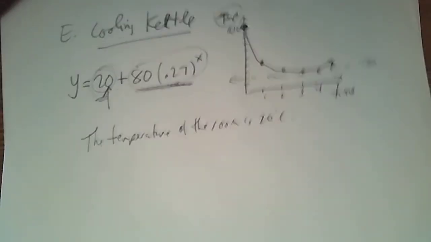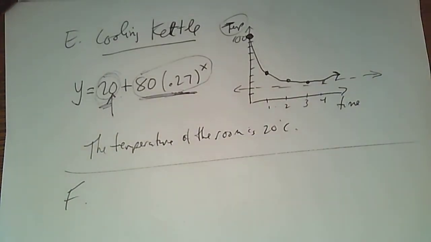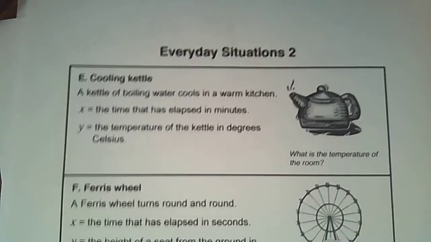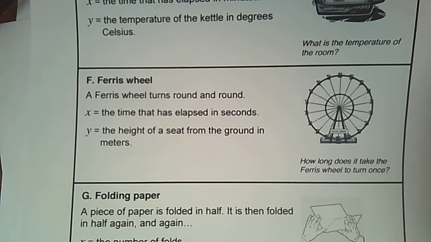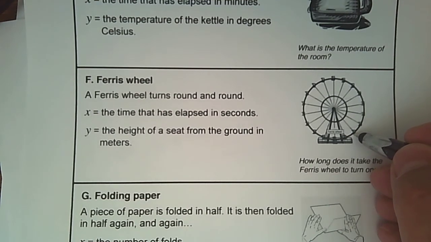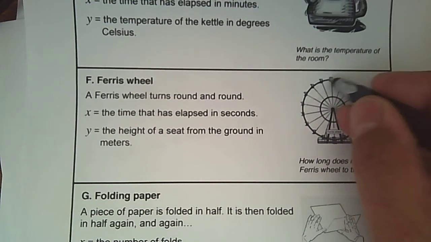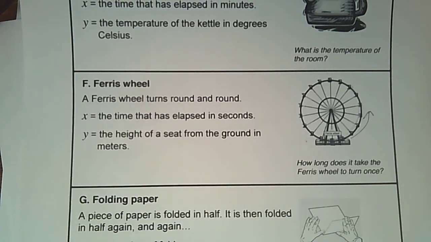We have one more, and then we're done our assignment. So F, let's look at F. F is a Ferris wheel. And a Ferris wheel turns around and around, of course, over and over again. And X is the time, and then Y is the height of a seat from the ground in meters. So whatever seat you pick, or whatever direction you go, it's going to get higher and higher and higher, and then it's going to get lower. And then it's going to get higher, and then lower. So it's going to increase, then decrease, increase, then decrease.